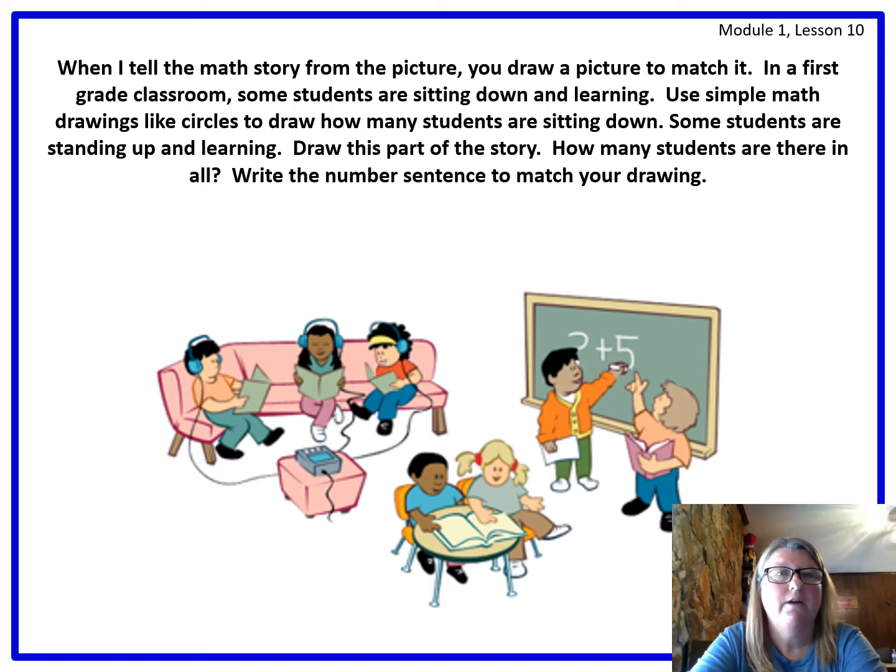Hi, boys and girls. We're going to do our concept development. When I tell the math story from the picture, you're going to draw a picture to match it. In a first grade classroom, some students are sitting down and learning. Use simple math drawings like circles to draw how many students are sitting down.